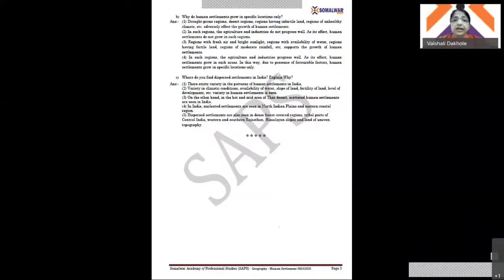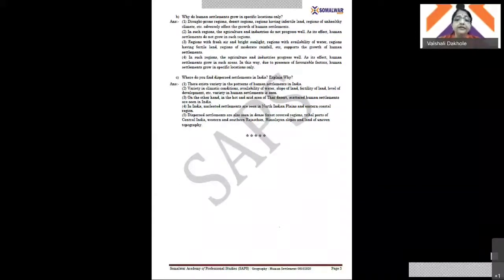On the other hand, in the hot and arid areas of the Thar Desert, that is Marustali, the Rajasthan Desert, scattered human settlements are seen. Why are scattered human settlements seen? Because the climatic conditions are unfavorable, severe, very hot, with no water available for agriculture, domestic purposes and also for industries. So scanty rainfall, no water available. The soil is infertile, which does not suit agricultural production. Less development of transport routes, less development of trading activities, and therefore we find the human settlements are less developed in the hot and arid region of the Thar Desert.